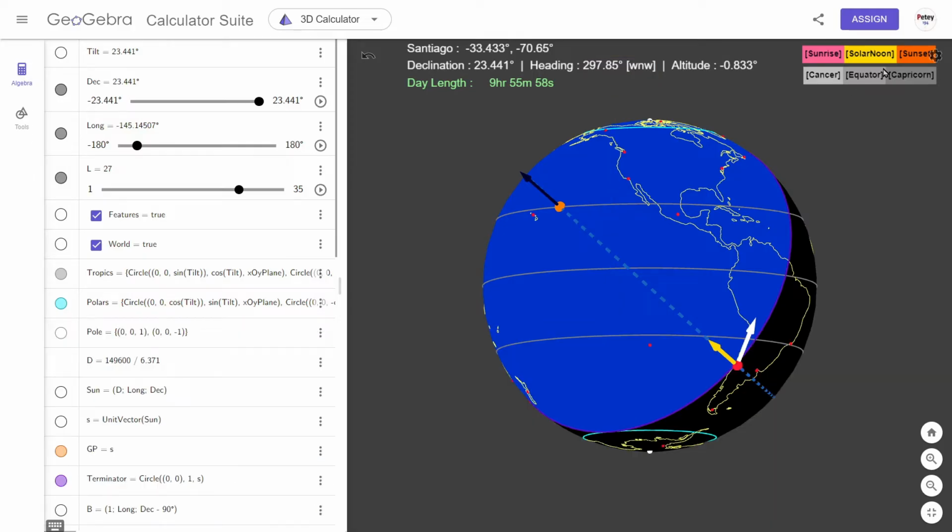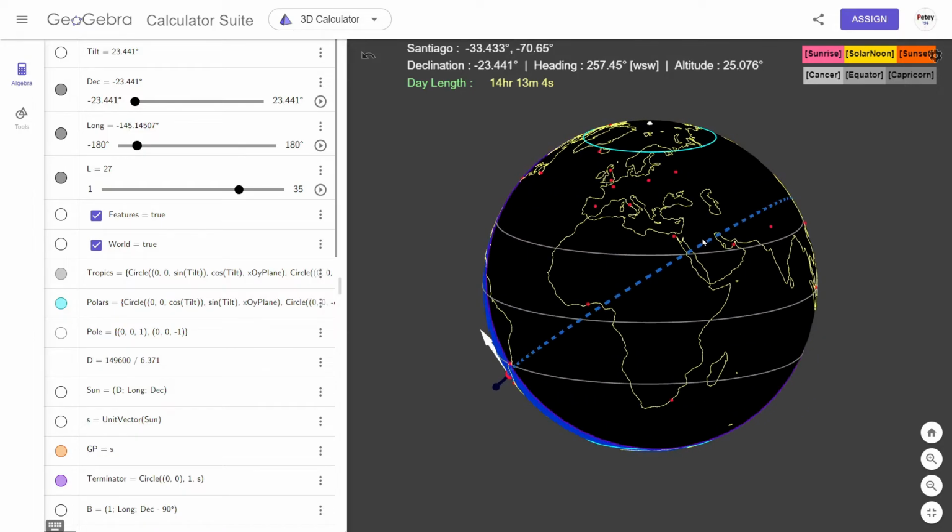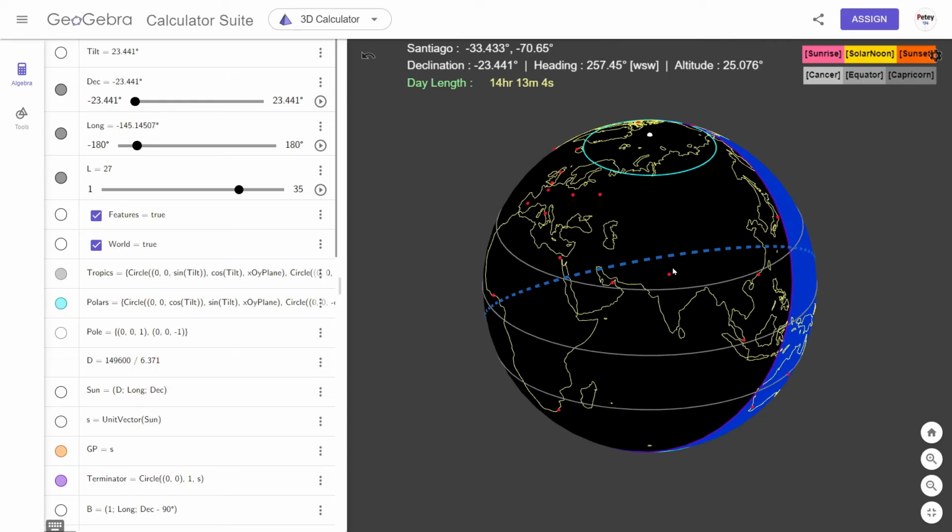Okay, let's try another one. We'll try Capricorn this time. And let's pick a place. New Delhi.